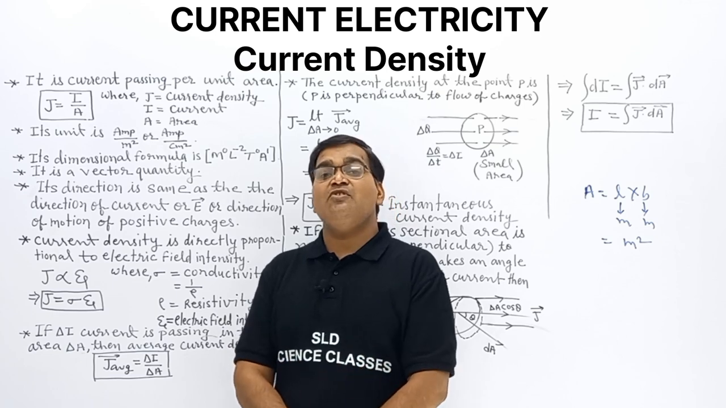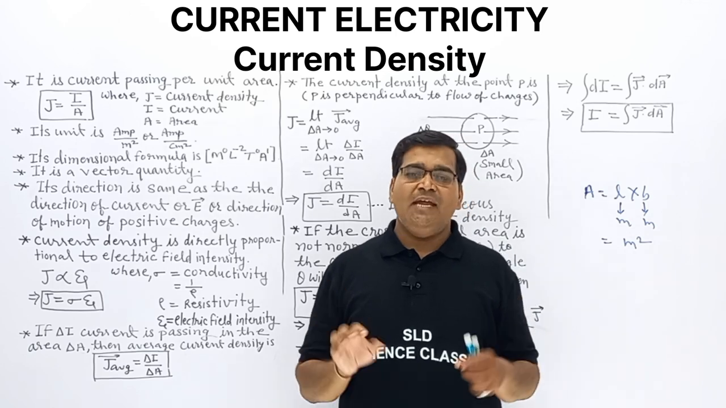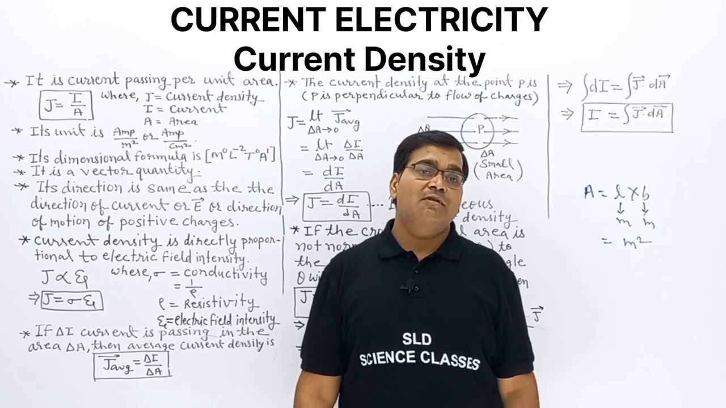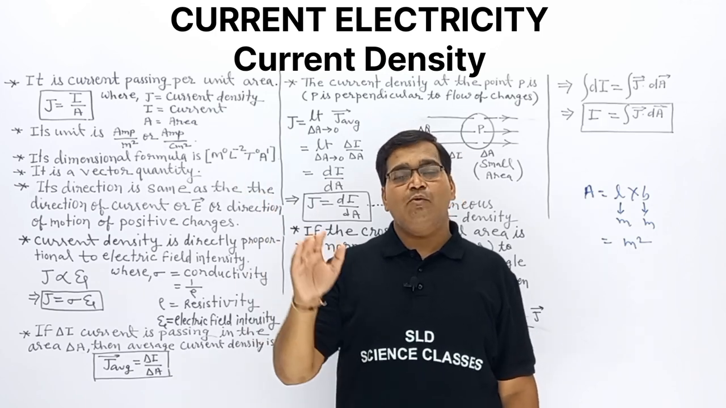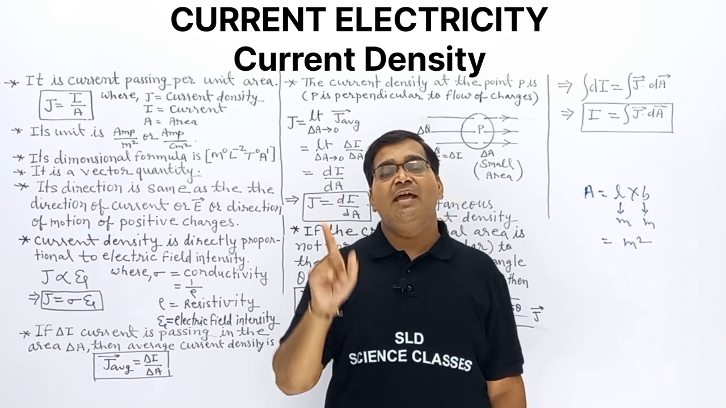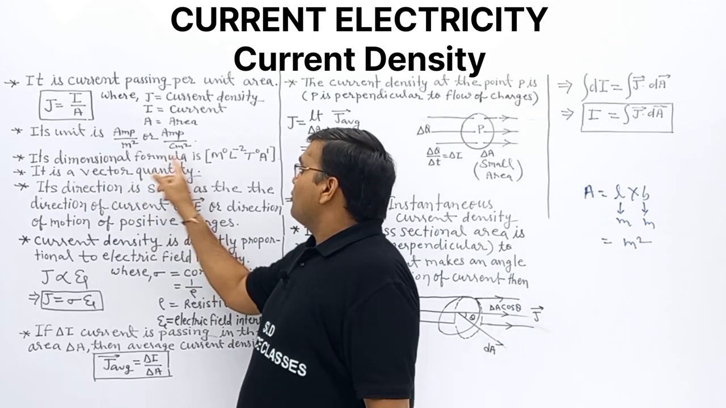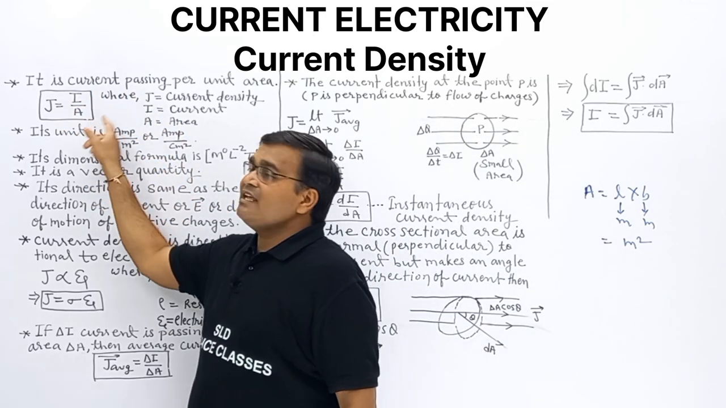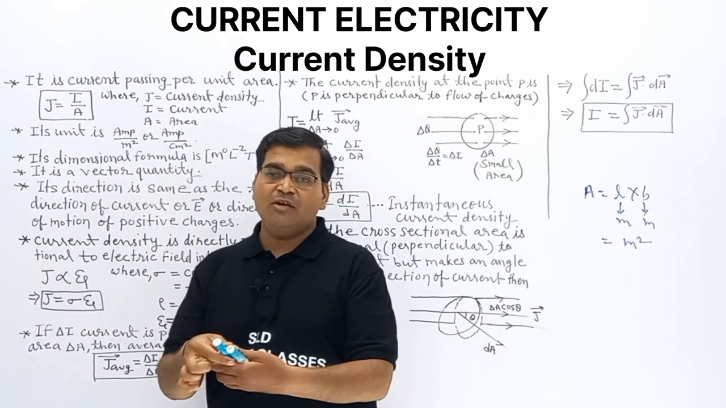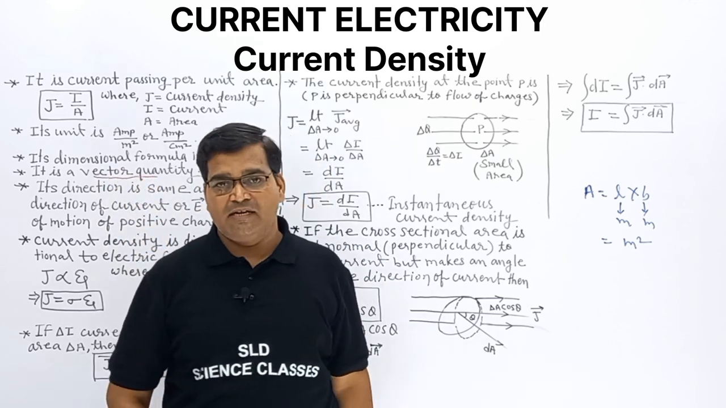We should know the dimensional formula and units of all physical quantities. It is okay, it is in the 11th standard, but in competitive exams these types of questions can be asked from any physical quantity. So you should know the dimensional formula and unit of all physical quantities. Now current density is current passing per unit area, and it is a vector quantity. Observe, it is a vector quantity, while current is a scalar quantity.